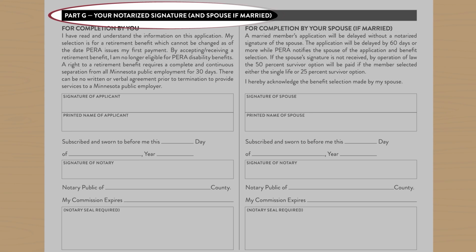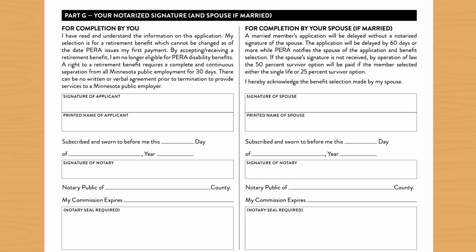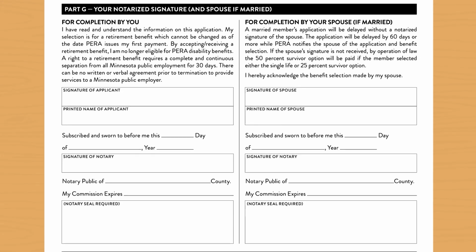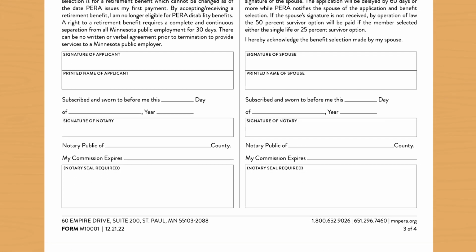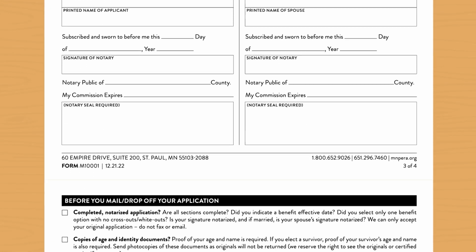Moving on to Part G, the notary section. If you are married, both you and your spouse will need to sign the application in the presence of a notary, no matter what option you selected above. We must have original ink signatures for you, your spouse, and the notary. On the last page, there are some helpful reminders before mailing or dropping off your application.